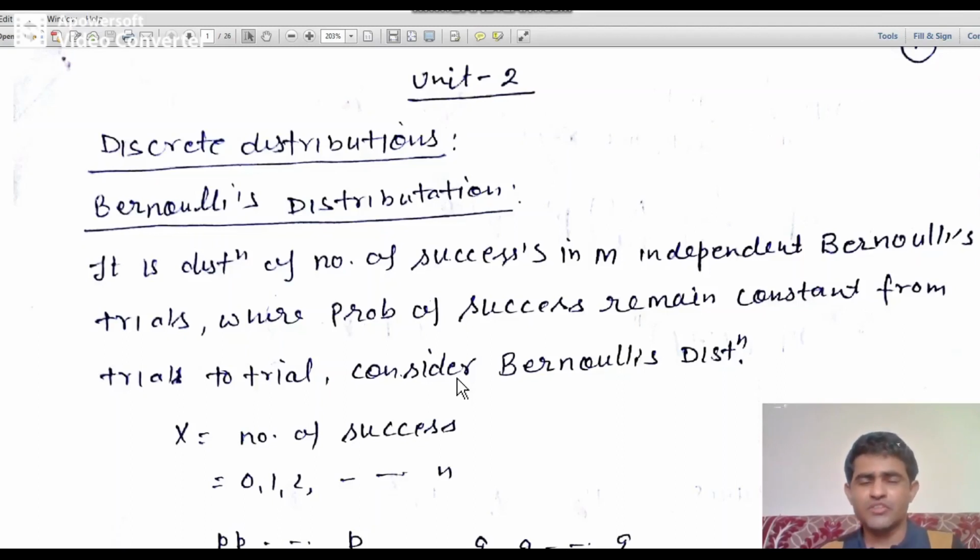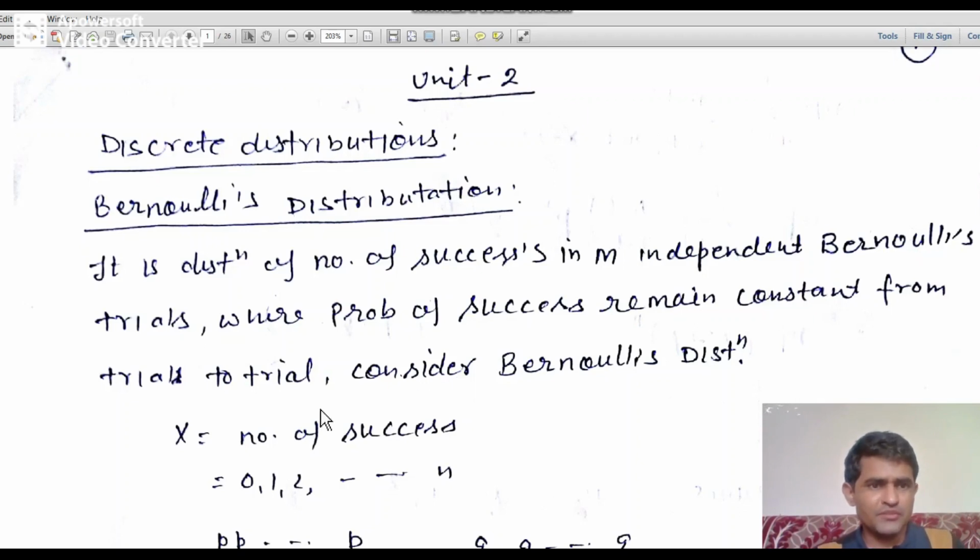Discrete distribution. First we talk about the binomial distribution, meaning those distributions or events which have finite values. This is called discrete distribution. In this distribution they have their own probability mass function or probability density function. Now first we talk about the Bernoulli or binomial distribution.